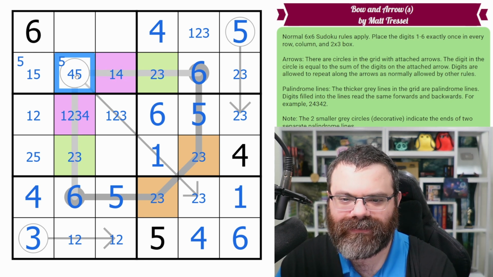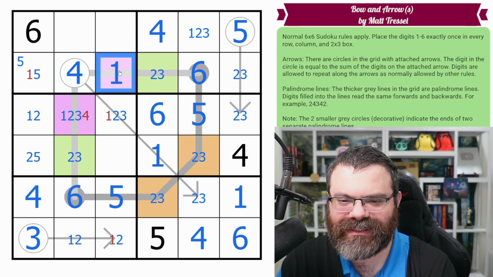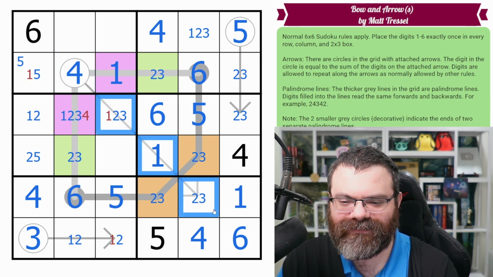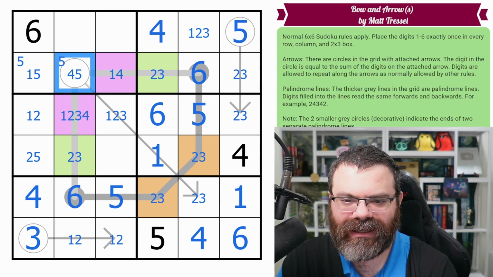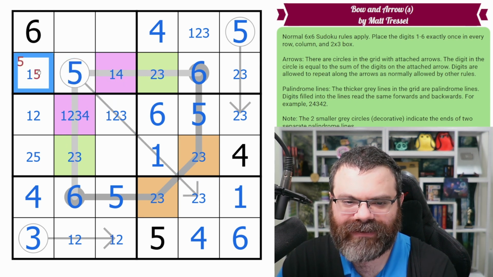If this was a 4, think about what that does to here. That makes this a 1. And now how am I adding to 4 here? 4 can only be 1 plus 1 plus 2. But now both of these are minimum 2. We'd add to at least 5. So that doesn't actually work. This has to be a 5, and that's a 1.